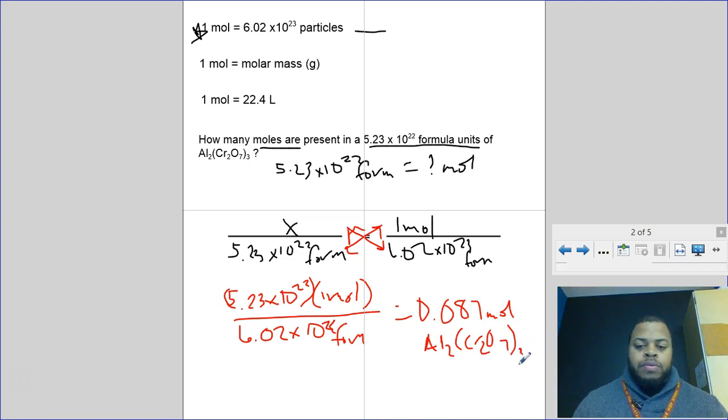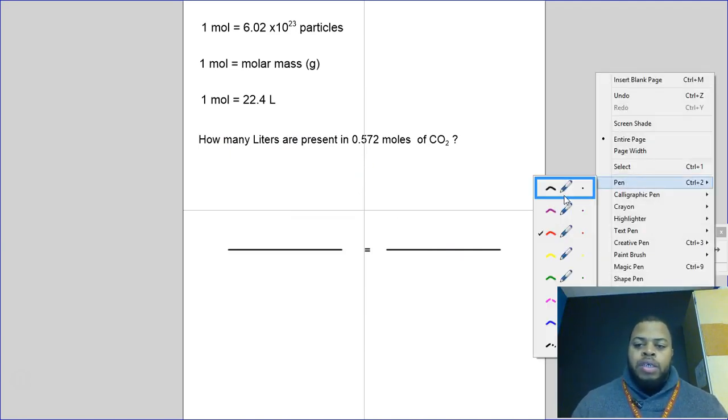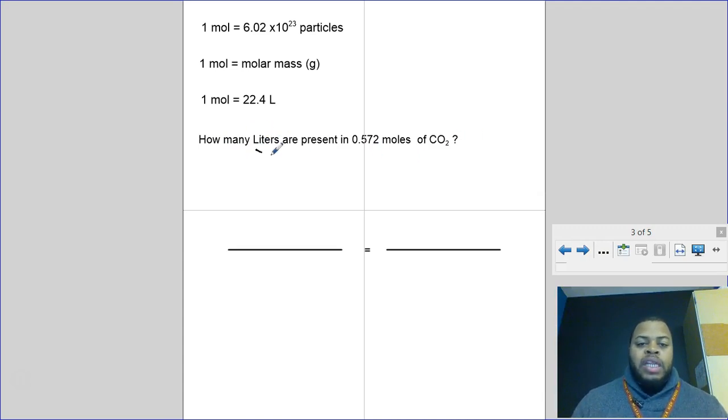Let's look at another example. Again, we're still looking at how much we have. It says, how many liters are in 0.572 moles of carbon dioxide? Now, liters and moles. That tells me this is the one I'm going to be using because I have liters here and moles. So 0.572 moles is equal to how many liters? This is what we're trying to find. I'll set up my direct proportion. Again, I know that this one is true: 1 mole is equal to 22.4 liters.